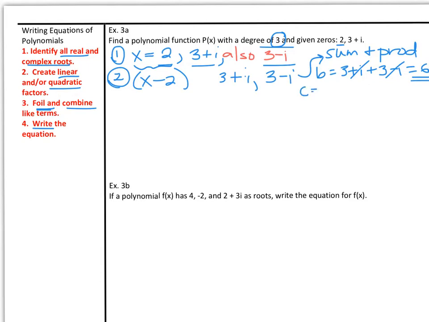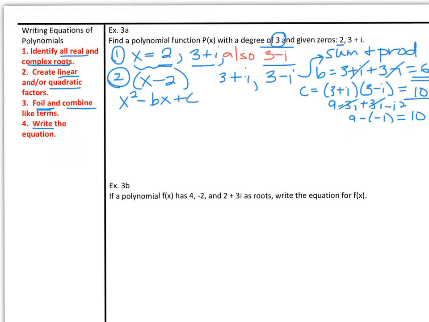C takes a little bit more work. We're going to FOIL. All right, how about you guys FOIL? Do first, outside, inside, last. Remember that i squared equals -1 and see what you get for that constant at the end of our factor. Hopefully you got a constant of 10. I did 9 minus 3i plus 3i minus i squared. The 3i's canceled. 9 minus -1 is 10. My quadratic factor then, if I follow my form x squared minus bx plus c, is going to be x squared minus 6x plus 10.